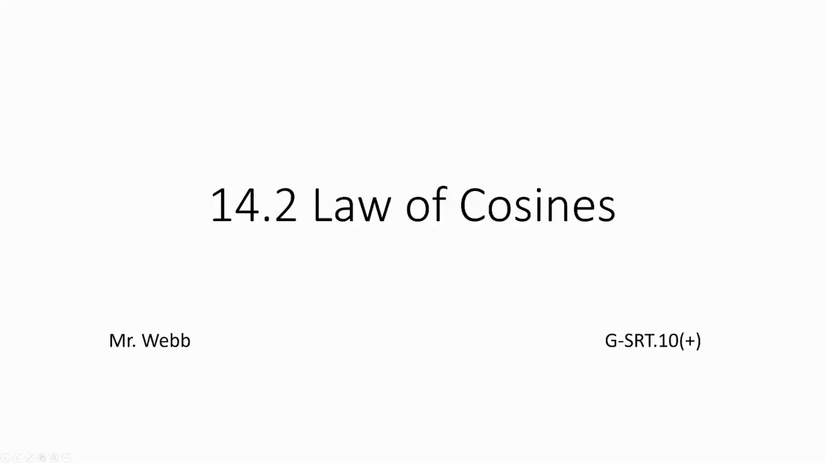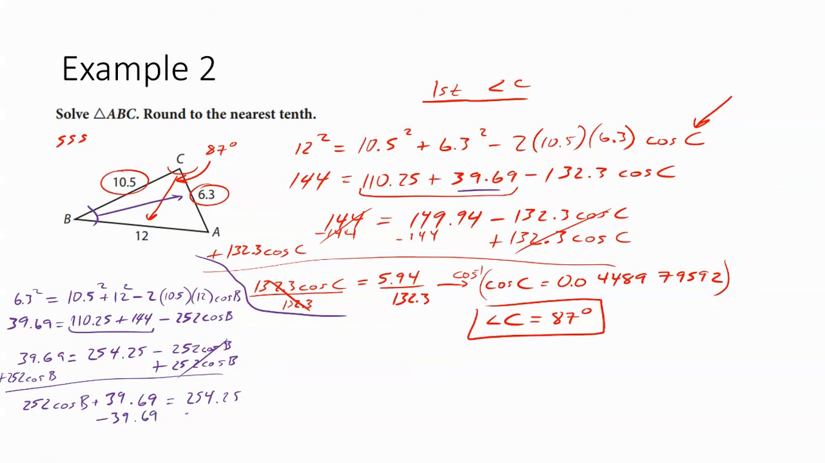Just remember what you do to one side, you do to the other, so I'm subtracting. I do not know why I wrote 36 again. There we go. Cancels out. So we have 252 times cosine of angle B equaling, again, 254.25 minus the 39.69. You should get 214.56. How do you get rid of a multiplying 252? Divide. Just remember what you do to one side, you do to the other.